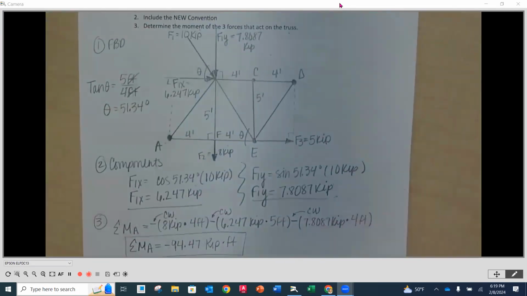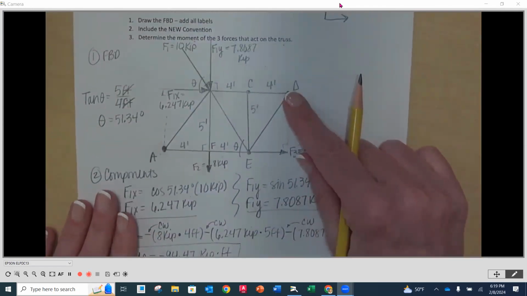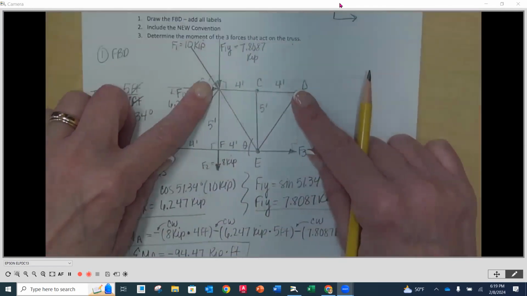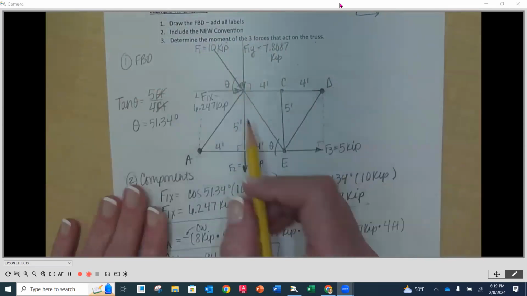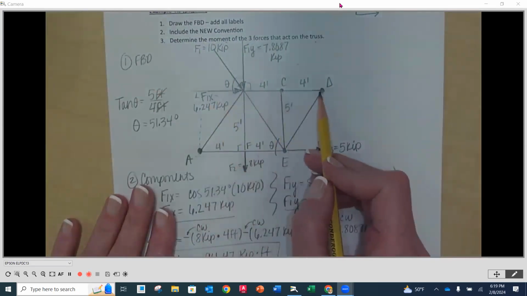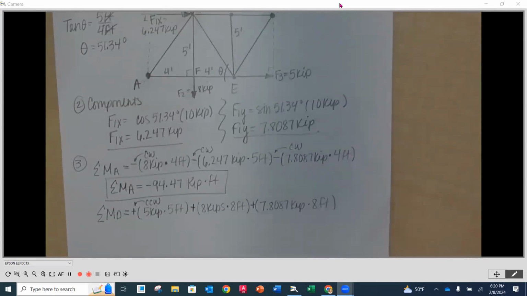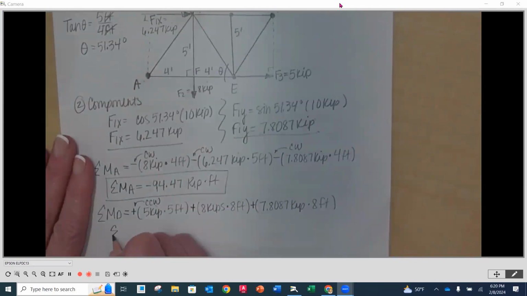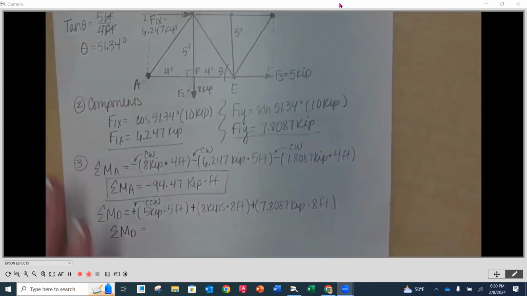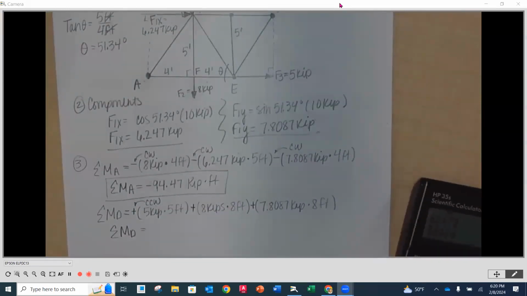Good. And then we need our F1X. F1X, if I move it along its line of action, it's going to go right through D. No rotation here. No inclusion in the moment equation. All right, go ahead and sum up each one of these and determine what the moment around D is.